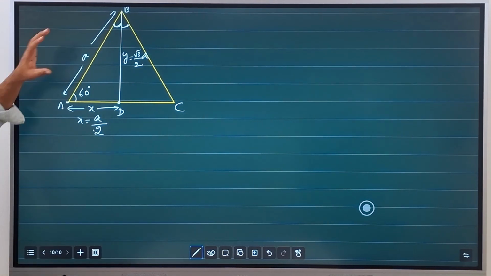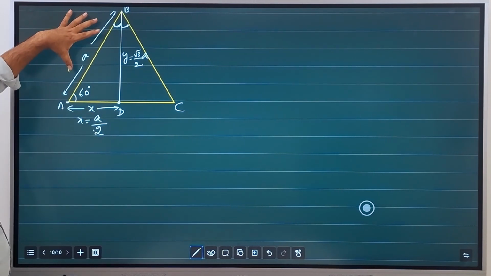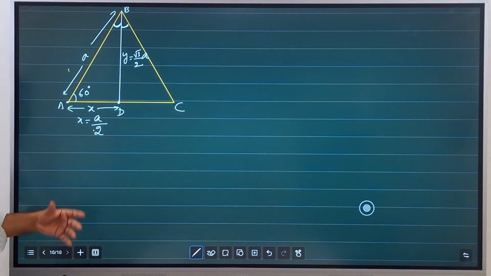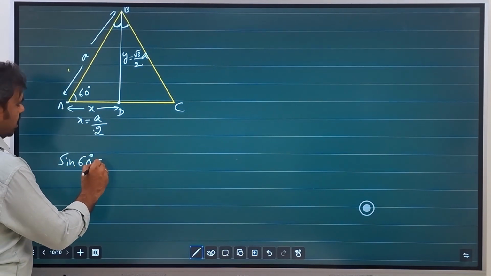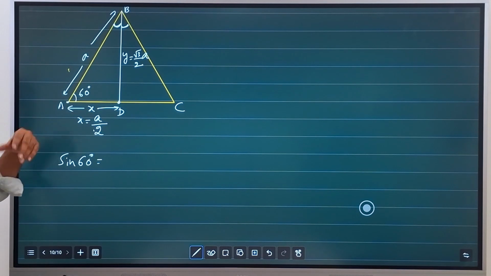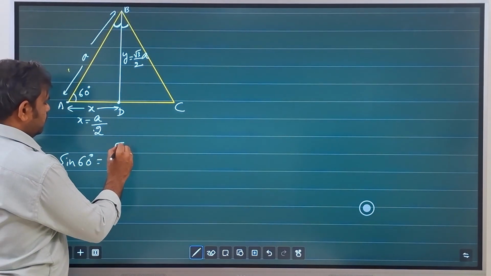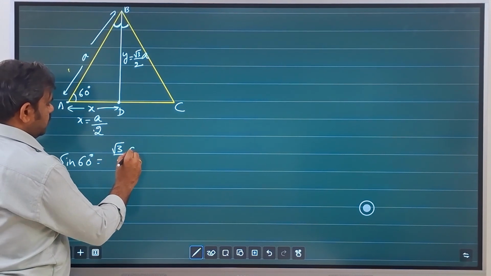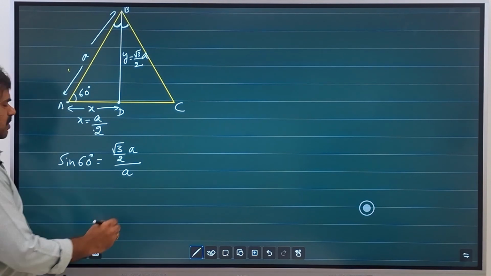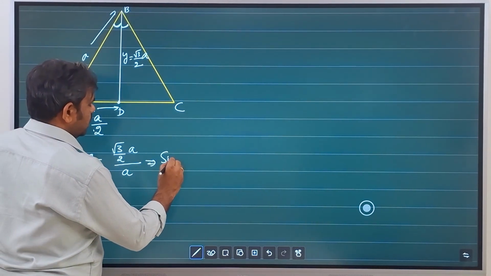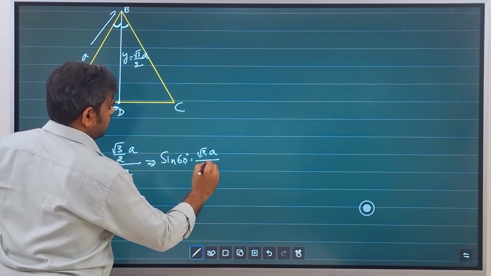Now we know the opposite side value in terms of a, the adjacent side value in terms of a, and the hypotenuse also in terms of a. Now let's write down sin 60 degrees, cos 60 degrees, and tan 60 degrees. Sin 60 degrees is opposite side by hypotenuse. Opposite side of angle 60 degrees. So when you simplify, you will get sin 60 degrees is equal to root 3 by 2.